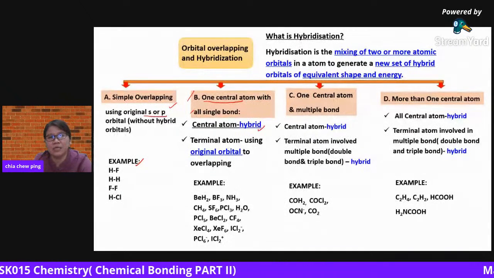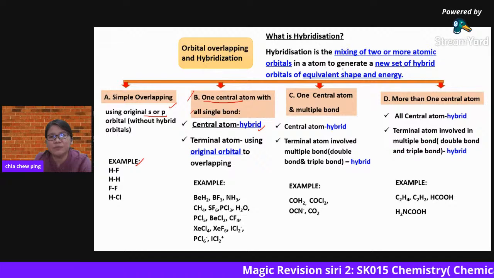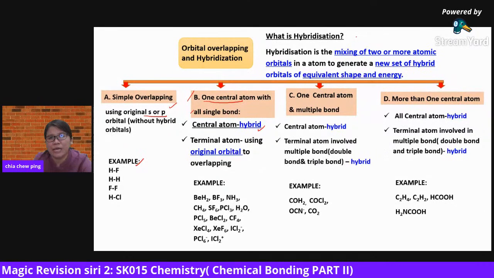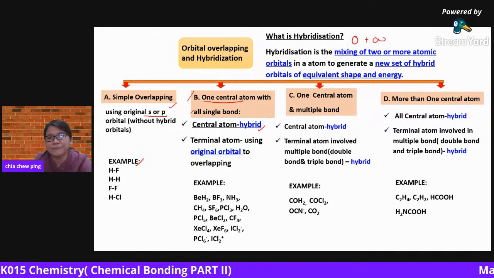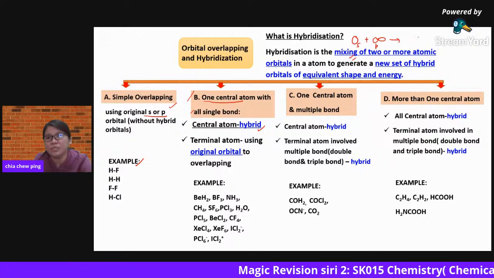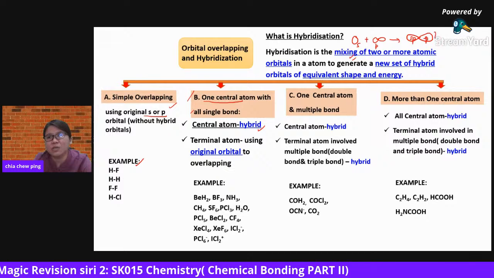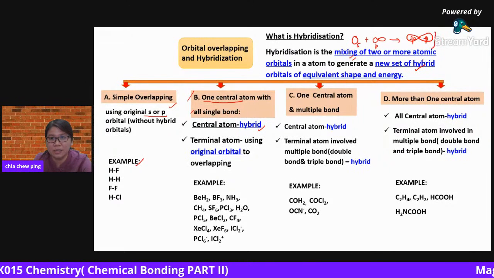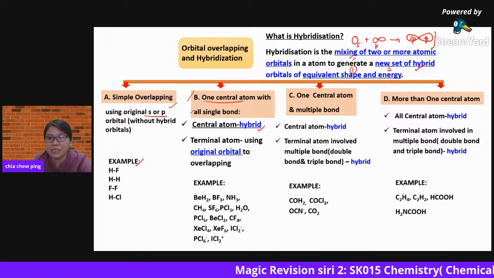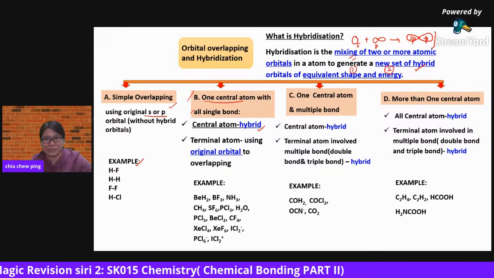What is hybridization? Hybridization is a mixing of two or more atomic orbitals in an atom to generate a new set of hybrid orbitals of equivalent shape and energy. For example, S plus P, they mix together to form the sp and the sp. This one we call a new set of hybrid orbitals. Equivalent shape means the shape is equal, and the energy is equal. That's why when you draw the hybrid orbitals, they are of equal size.